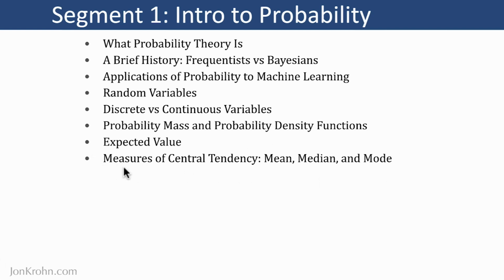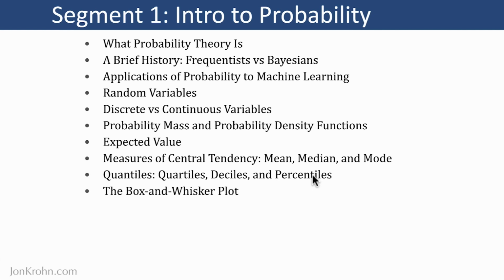After that, we'll get talking about how we can quantify aspects of probability distributions. We'll talk about measures of central tendency, so the center of the distribution, and the key ones there are the mean, the median, and the mode. We'll talk about quantiles, which allow us to get a sense of a distribution beyond just the center, but at other points in that distribution as well. So quartiles, deciles, and percentiles. We'll talk about the box and whisker plot, which is a great way of plotting a distribution in order to get a sense of several of these summary metrics of a distribution in one shot.